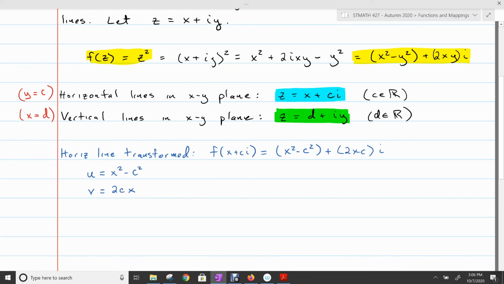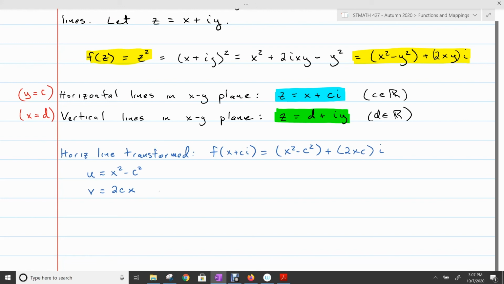Now if you look at that, that's really just a parametric way of describing a curve in the UV plane. So the UV plane is like your after plane. So the before plane is the xy plane, and then the after plane is the UV plane. This is just describing a curve here. Well, what curve is it describing? Well, we should be able to figure that out.